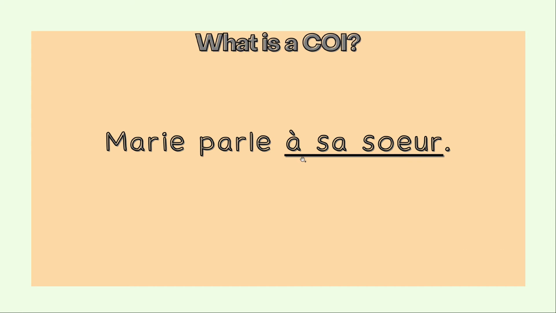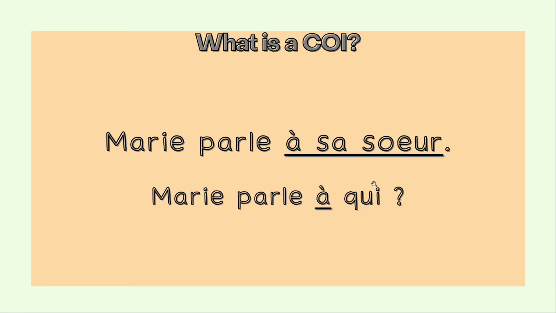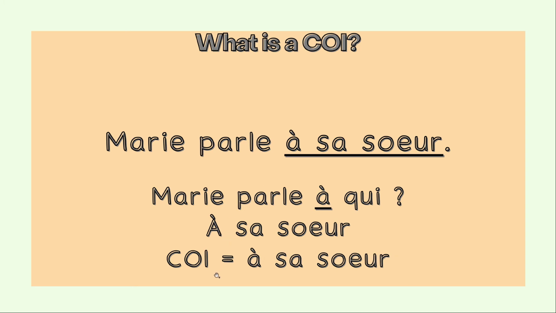Let's take for example the sentence Marie parle à sa sœur. Marie parle à qui? To whom is she talking to? Marie parle à qui? À sa sœur. So here we can see that there's a preposition, à qui. Therefore, à sa sœur is our COI, our indirect object.